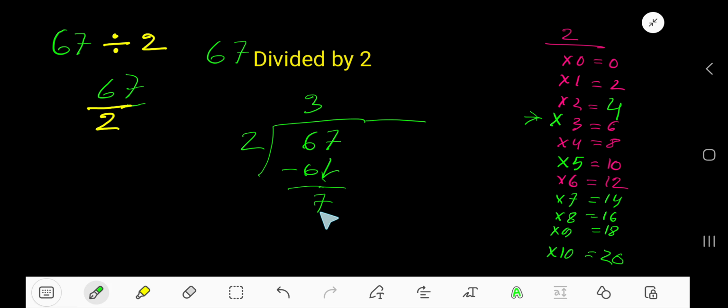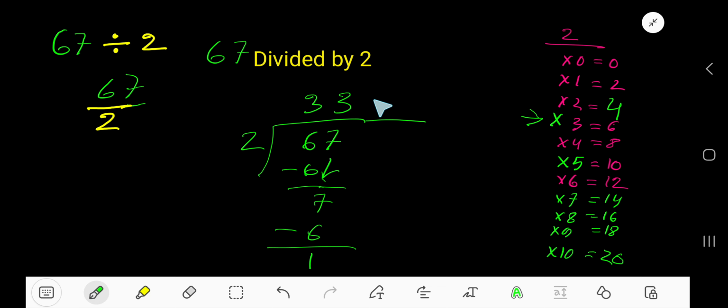2 goes into 7 how many times? Look, 4 times 2 is 8, which is greater, so we have to stop here. 2 goes into 7 3 times. 3 times 2, which is 6. Subtract, you are getting 1.